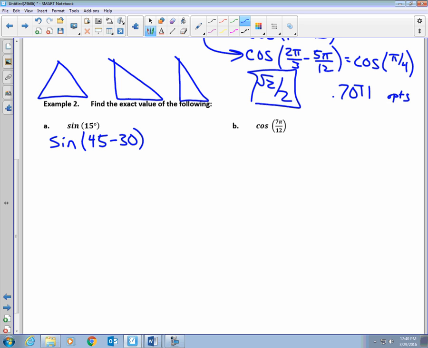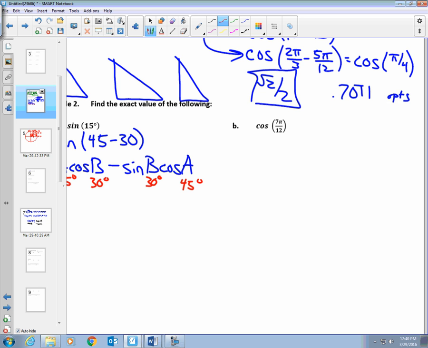So remember, I will write this out. This is the sine of angle A times the cosine of angle B minus the sine of angle B times the cosine of angle A. What is A? 45. What is B? Let's simplify this to find the exact value. What is the sine of 45 degrees?